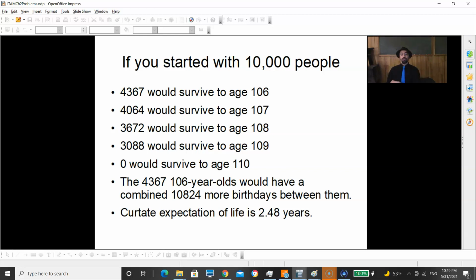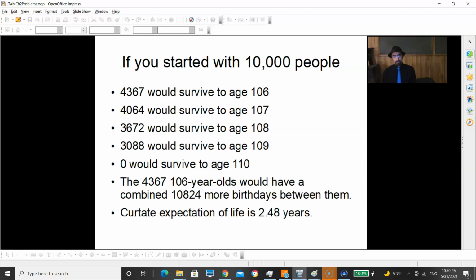So, 4,367 people survived to age 106, and then from that point onward, those people would have a combined 10,824 more birthdays between them. And just add up: 4,064 to age 107, 3,672 to age 108, and 3,088 to age 109. Divide the 10,824 by 4,367, you get a current expectation of life of 2.48 years, which rounds to 2.5, which was one of the answer choices.